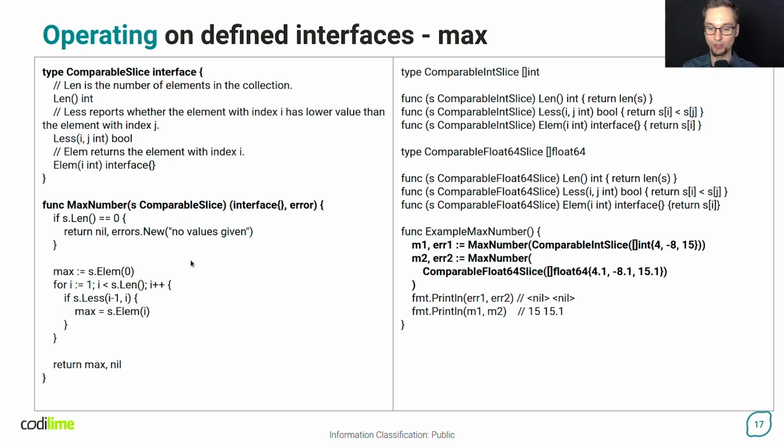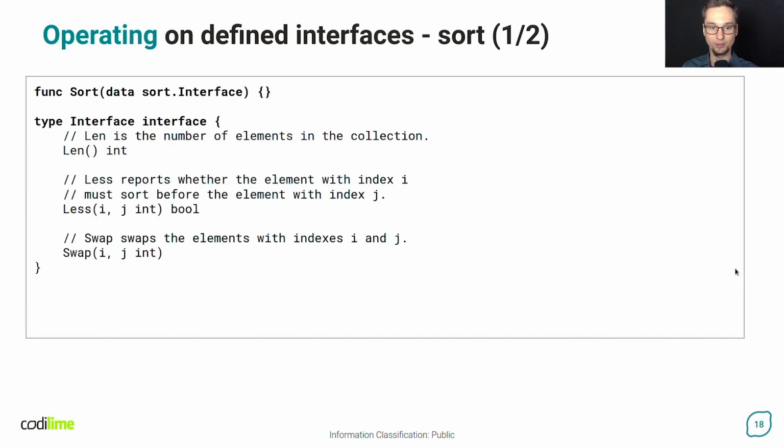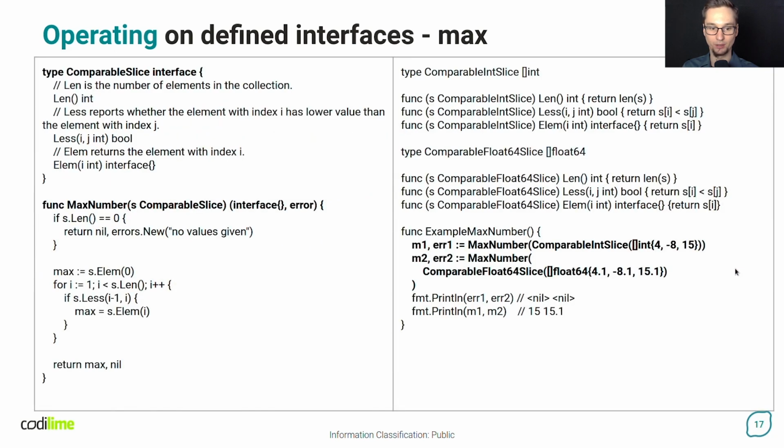And to use that, the user needs to wrap his data within a type that implements such an interface. So the user needs to define a comparable slice type that implements all those methods of the comparable slice interface. Then he can pass data wrapped in such a way to the max number function. So clearly this approach is also not very usable, right? It's not too convenient for a caller of such a function.